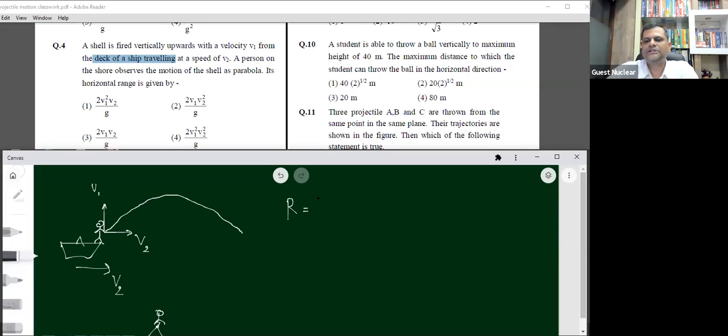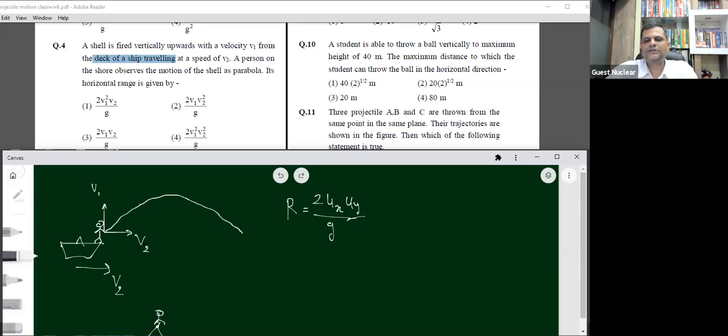R is equal to... the formula for range is 2 times ux into uy upon g. याद है ये फॉर्मूला, कल मैंने लिख के दिया था. अभी अगर यहाँ पे हम ठीक से देखेंगे तो ये ux जो है तो वो यहाँ पे v2 के बराबर बन रहा है और uy जो है तो वो यहाँ पे v1 के बराबर बन रहा है.